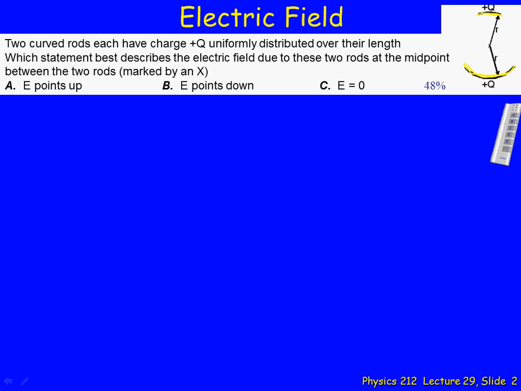And from symmetry, we'd like you to realize that the horizontal components from the top piece will cancel themselves out. So you'll have a net electric field pointing down from the top. And from the bottom, we'll have an electric field pointing up. Again, the horizontal components will cancel out. The question is, which one's bigger, or do the upward and downward electric fields exactly cancel each other out?